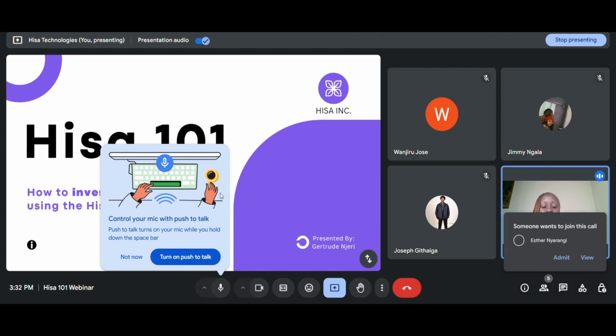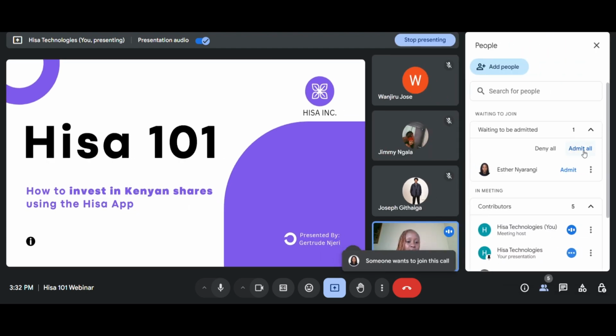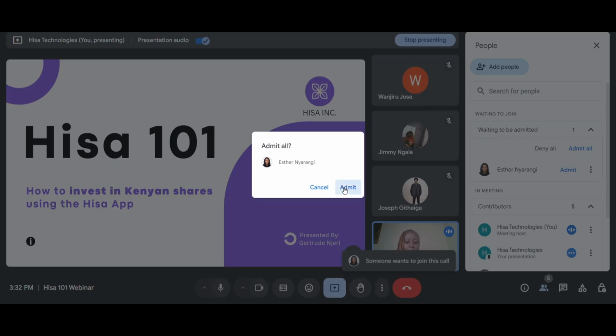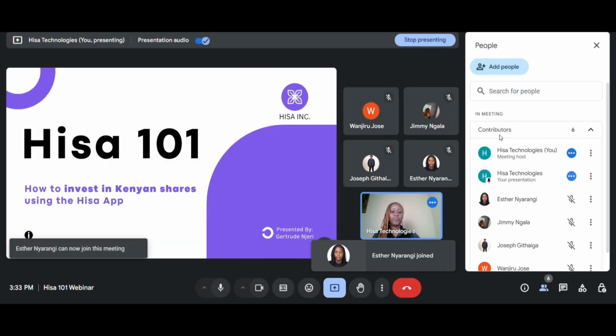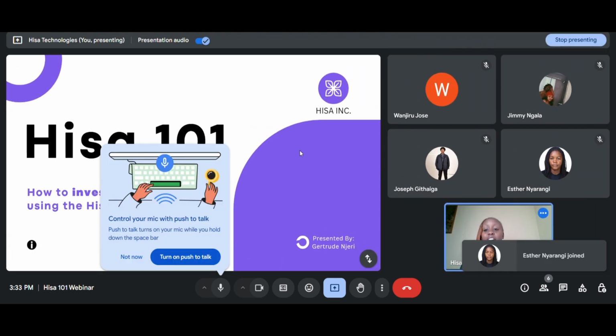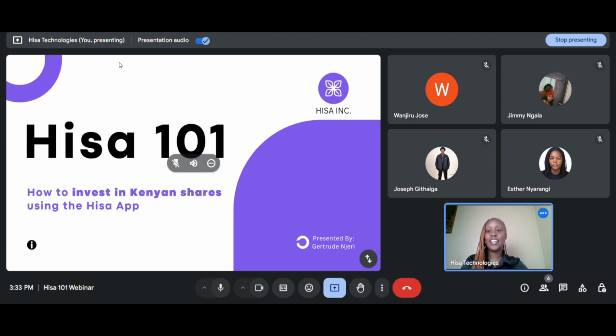Today we'll be looking at how you can invest in Kenyan shares using the Hisa app. Feel free to leave any questions in the comment section below, and I'll be happy to answer them during the Q&A session of this session.